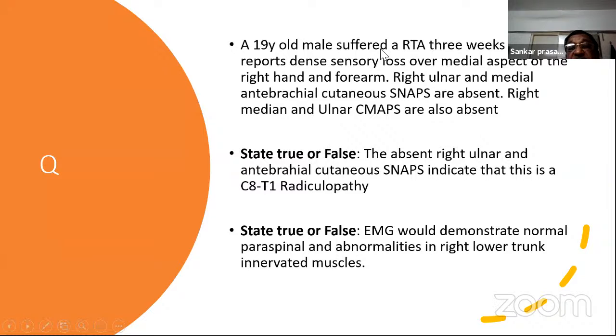So a 19-year-old male suffered a road traffic accident 3 weeks ago. He reports dense sensory loss of the medial aspect of the right hand and forearm. Right ulnar and medial antebrachial cutaneous SNAPs are absent. Right median and ulnar CMAPs are also absent. State true or false: the absent right ulnar and antebrachial cutaneous SNAPs indicate that there is a C8 T1 radiculopathy.